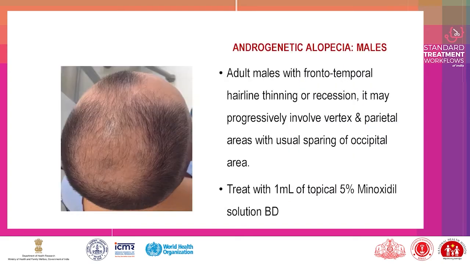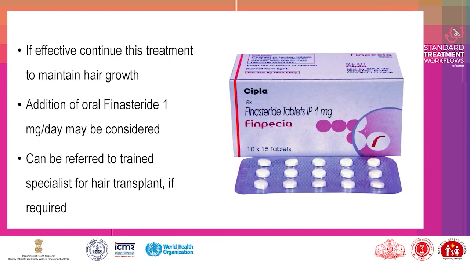Androgenetic alopecia in males. Adult males with frontotemporal hairline thinning or recession, it may progressively involve vertex and parietal areas with usual sparing of occipital area. Treat with 1 ml of topical 5% minoxidil solution BD. If effective, continue this treatment to maintain hair growth. Addition of oral finasteride 1 mg per day may be considered. Can be referred to trained specialist for hair transplant if required.